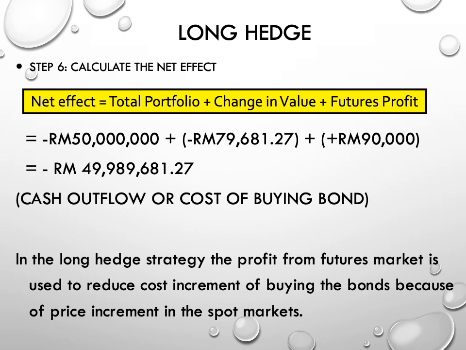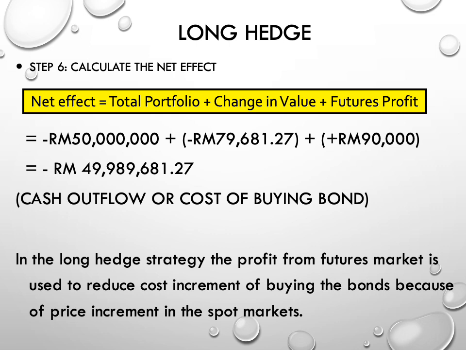So for example, in this case, total portfolio, for long hedge, you buy bond 50 million ringgit. So that 50 million ringgit is cash outflow. So I put here negative. Change in value, this is increase in cost of buying bond. So it is a cash outflow, negative. And then futures profit is cash inflow, so 90,000. So you get net effect 49,989,681 ringgit and 27 cents.